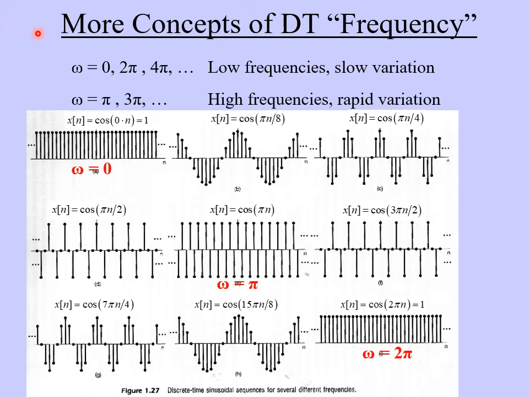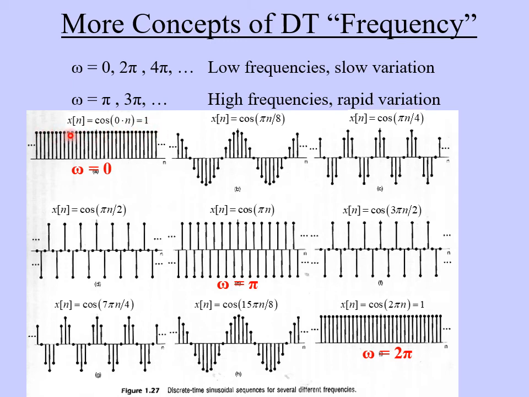So let's dig into this discrete time frequency a little bit more. I put it in quotes here because although we call it a discrete time frequency, remember it really represents an angle that repeats itself. Let's plot our cosine function, cosine of omega n, for a bunch of different values of omega. If we let omega equal 0, cosine of 0 times n is just the cosine of 0, which is 1. So here's the sequence.